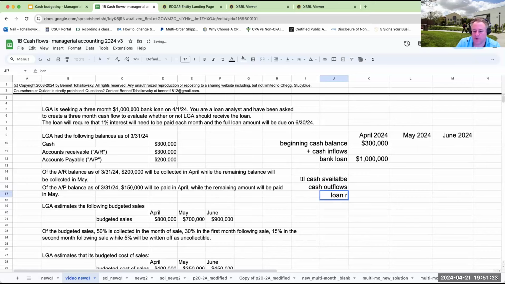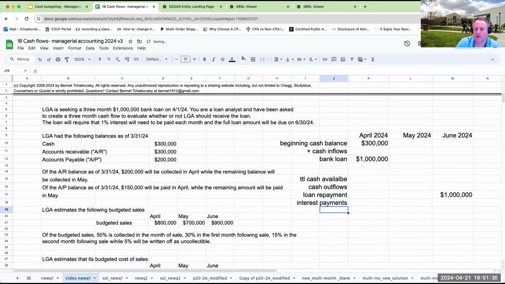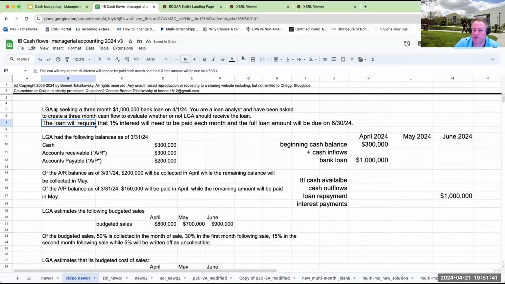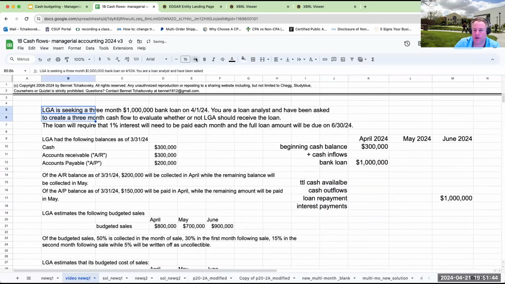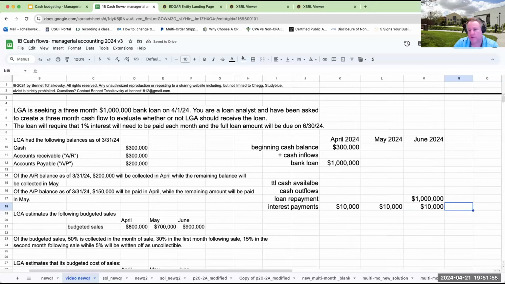We're going to have a loan repayment. So this loan is going to have to be repaid at the end of June. So we're going to have a loan repayment, and then we're going to have interest payments. The loan requires that 1% interest will need to be paid each month, and the full loan amount will be due on June 30th. So 1% of $1 million is $10,000 will need to be paid each month. This is 1 million times 1%, or 10 grand. So we have to pay 10 grand every single month.